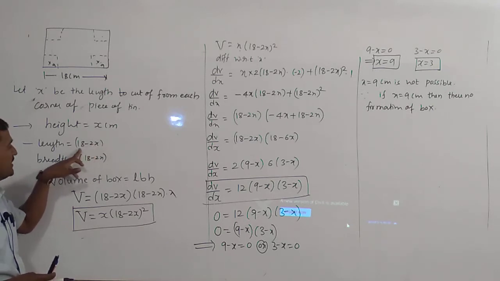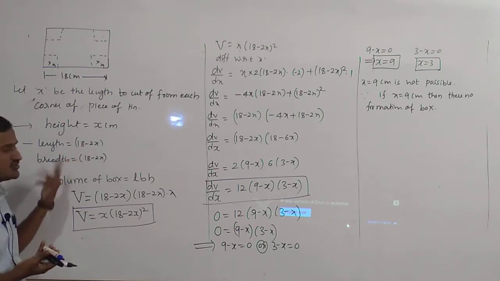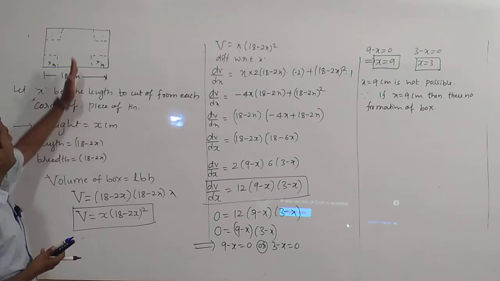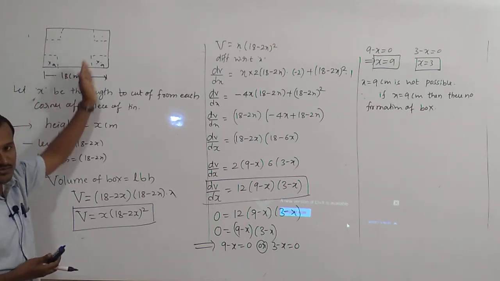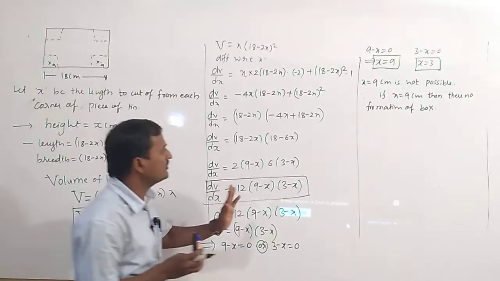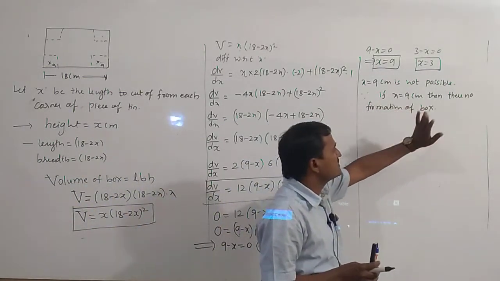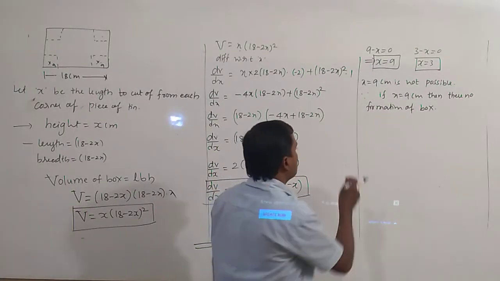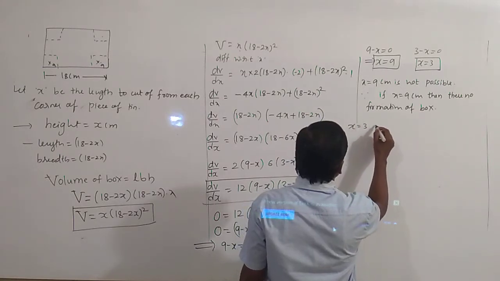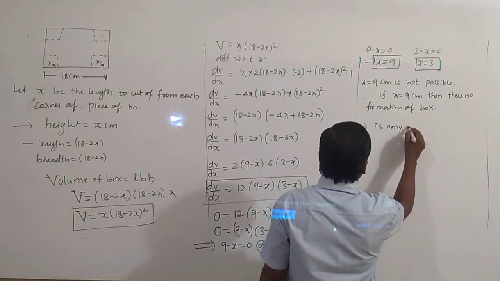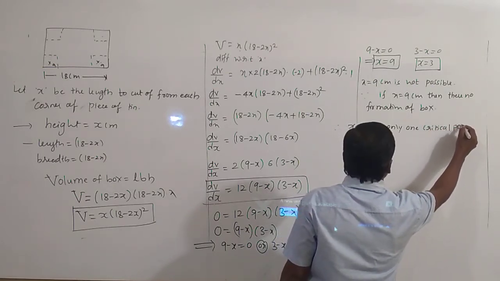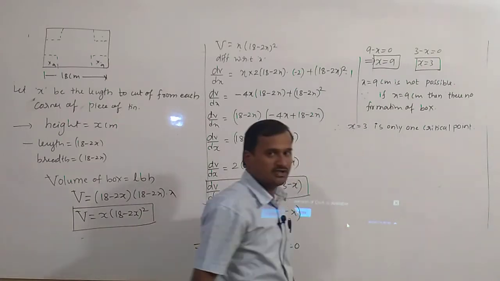Here it is 18 minus of 18, means what? Length becomes 0. Length becomes 0 means breadth is also 0. So if you cut x equal to 9 centimeter from each corner, then the volume of the box becomes what? 0. So therefore x equal to 9 centimeter is not possible. So therefore what is the only one critical point? Therefore x equal to 3 is the only one critical point. So this is the one critical point, right?